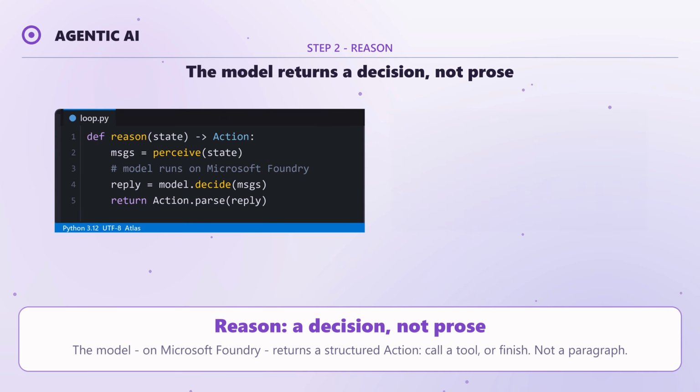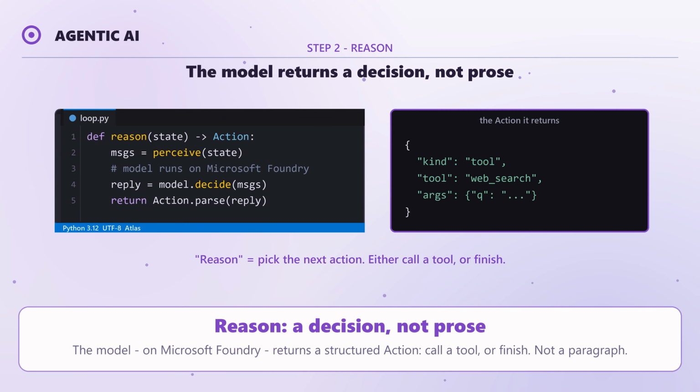Step 2, reason. This is where the model, running on Microsoft Foundry, looks at those messages and makes a decision. And here's the crucial part. It does not return a paragraph of prose. It returns a structured action. Either call this tool with these arguments, or I'm finished. Here's the final answer. Reasoning, in an agent, means choosing the next action, not writing text. That structured decision is what makes the rest of the loop programmable.